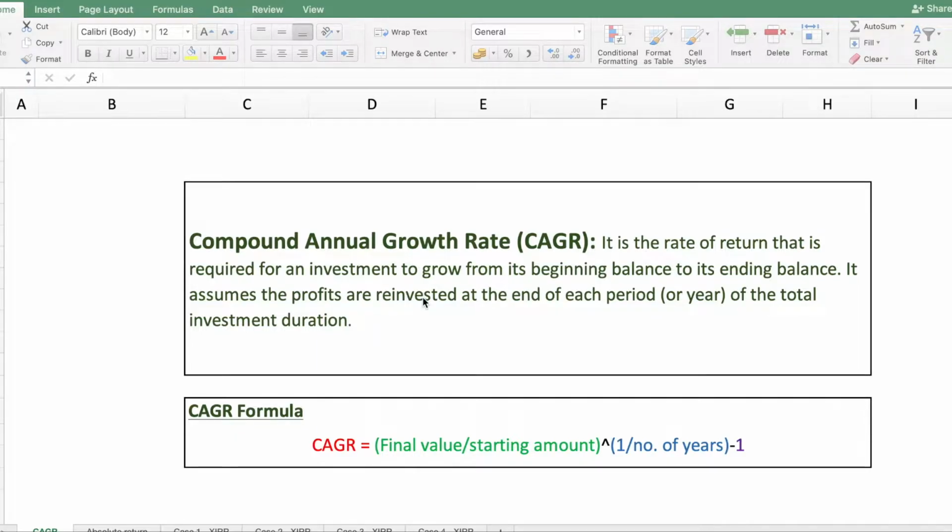CAGR is nothing new, but it's a modified formula of compound interest. CAGR formula: CAGR is equal to final value divided by starting value, raised to the power 1 divided by number of years, for how long your amount was invested, minus 1. This formula is nothing new, it's just a derivation of the compound interest formula.